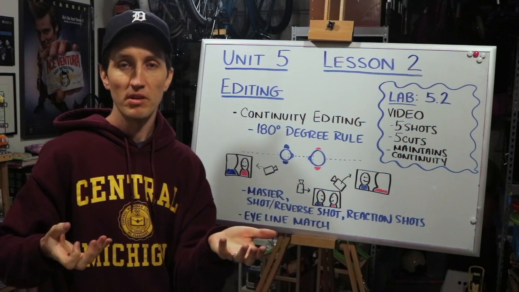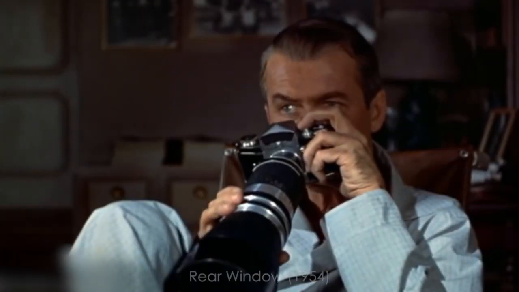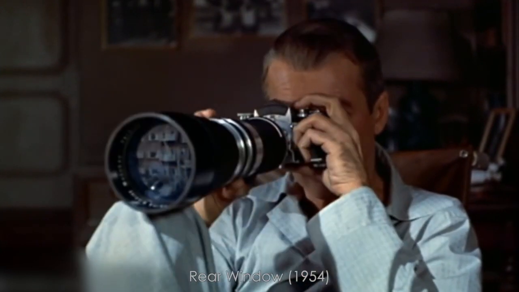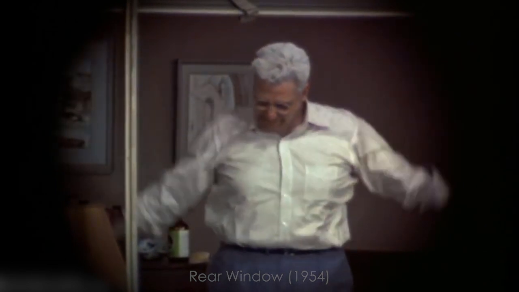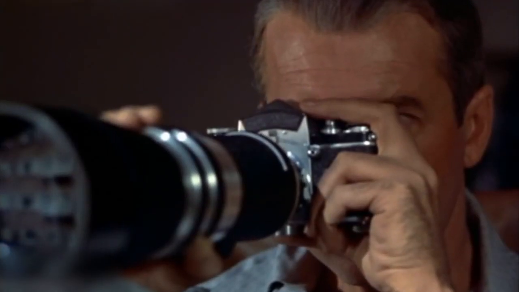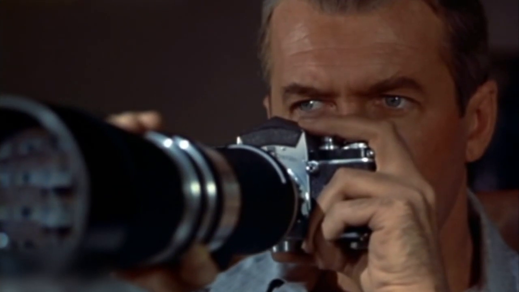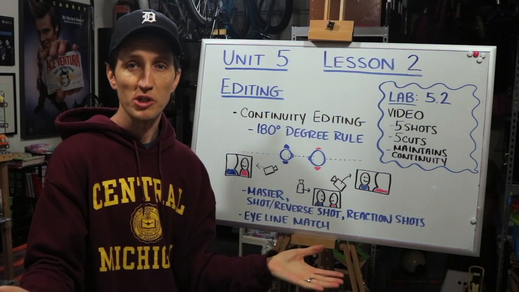Jeffries picks up his telephoto lens. He's looking through the camera across the courtyard into Thorwald's apartment, and we see what he is looking at. We cut to the new shot, and the audience just goes, oh, we must be looking through the eyes of Jeffries. This is what he was just looking at. This eye-line match really helps to preserve continuity.